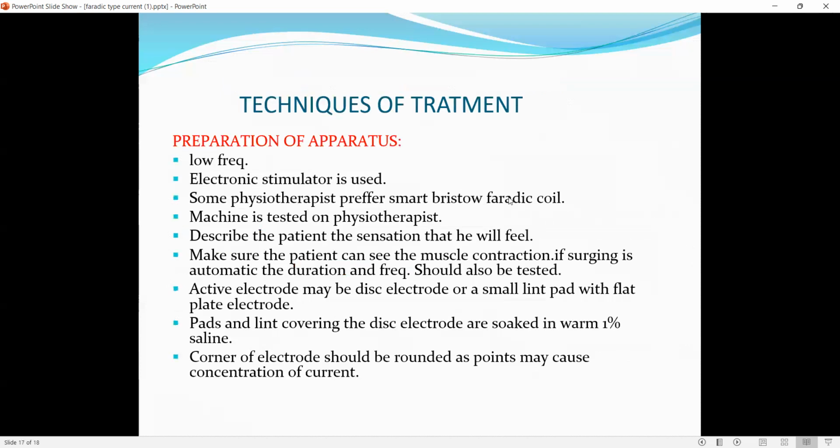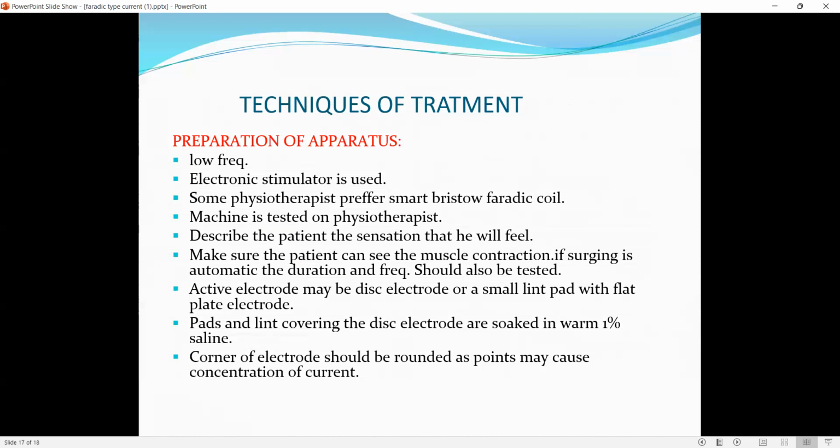Techniques of the treatment: how to prepare the apparatus. A low frequency electronic stimulator is used. Some physiotherapists prefer the Smart-Bristol faradic coil machine. It is tested on the physiotherapist, who describes the sensation the patient will feel. Make sure the patient can see the muscle contractions.